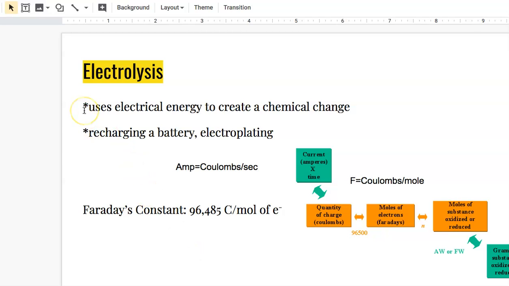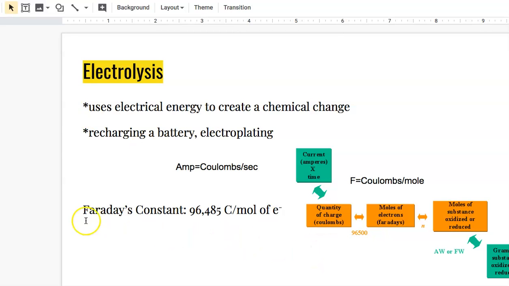This is where we use electrical energy to create a chemical change. You can think about this for things like recharging a battery in your computer or in your phone, or sometimes we'll electroplate one metal onto another, say to coat some iron in chromium so it doesn't rust as easily.